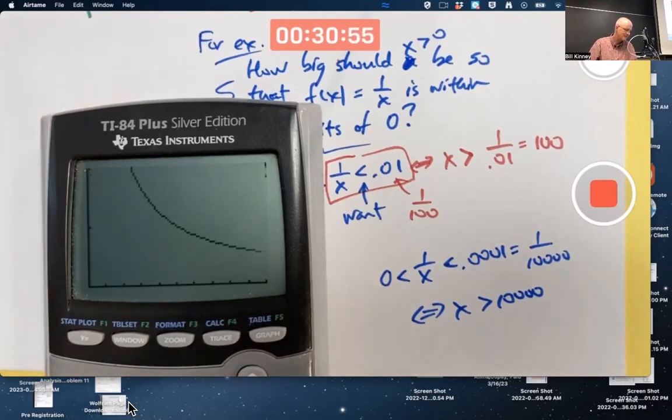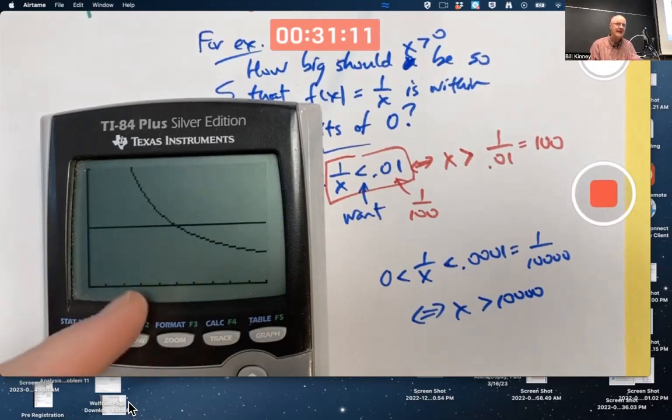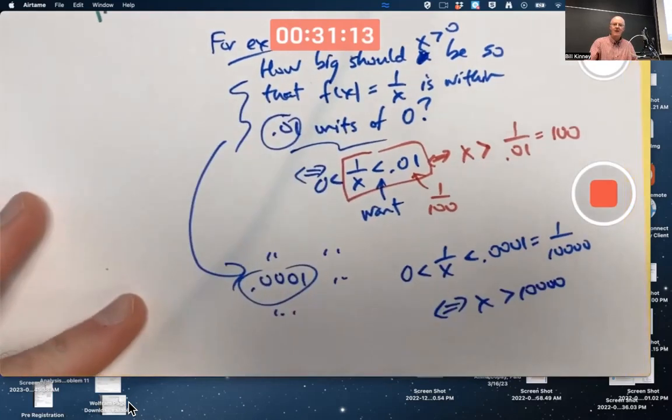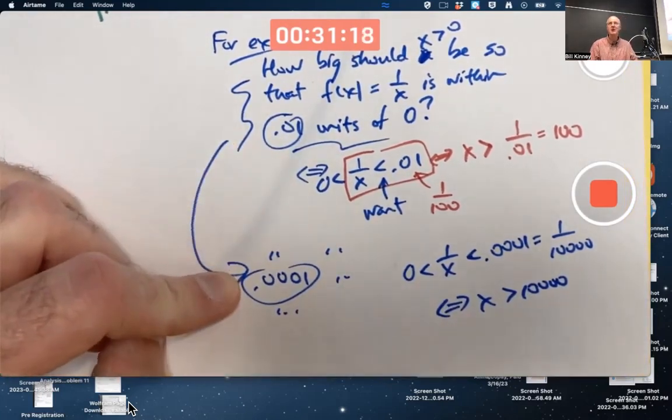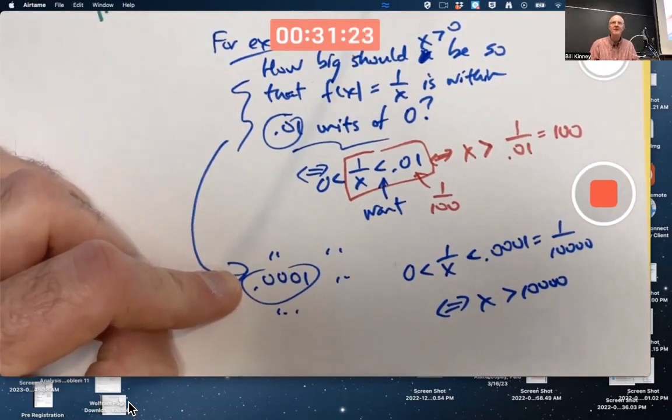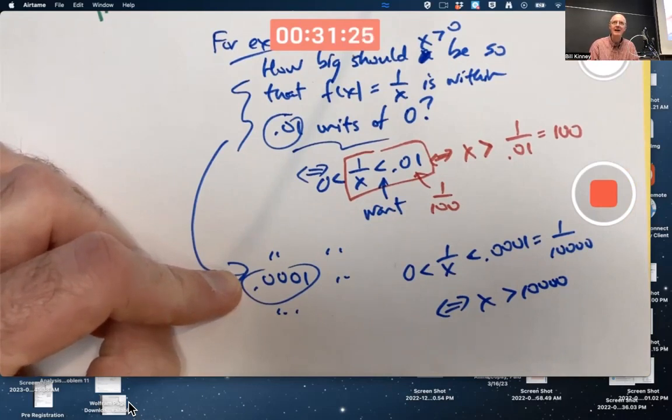There we go. In fact, it looks pretty much the same as the other picture. It's a different scale, a different window, but it looks the same because of how I changed the scale. And yeah, we're getting below 0.0001 once x is bigger than 10,000. So I could play this game and I could keep making this number smaller and smaller. How do I really prove that the limit is 0? Allow this number to be a positive number that is arbitrarily small.